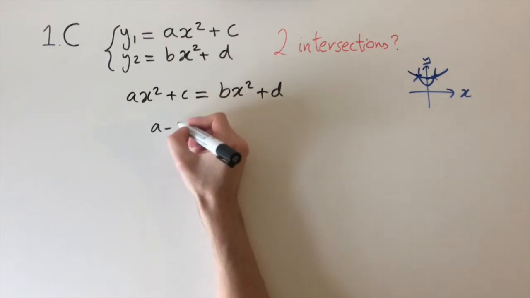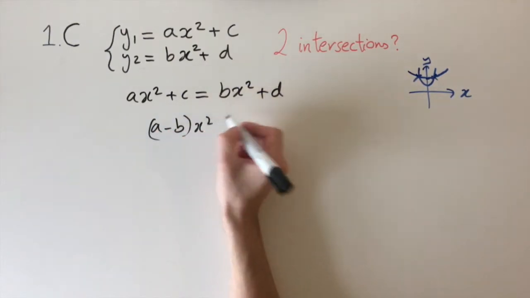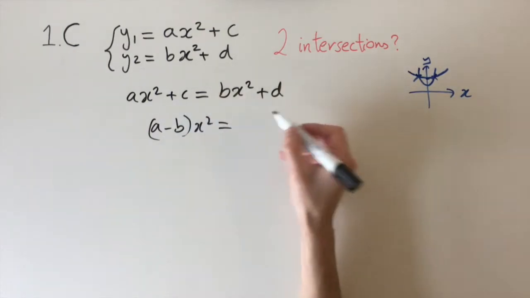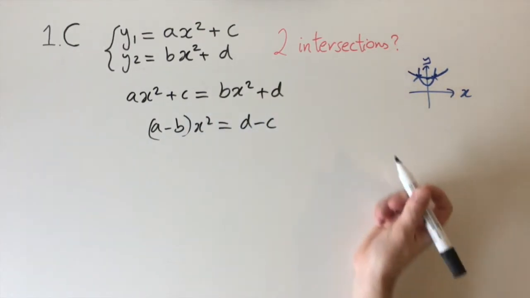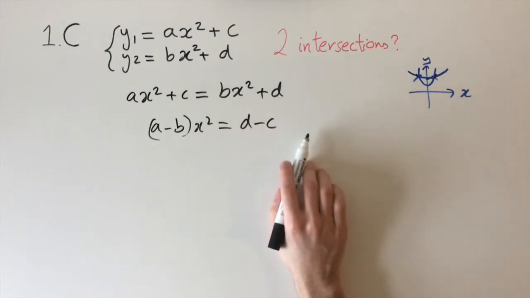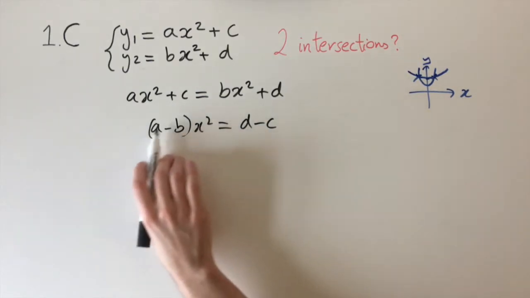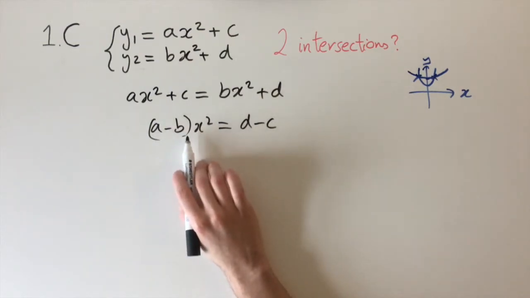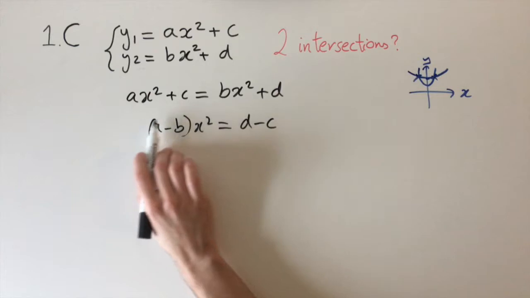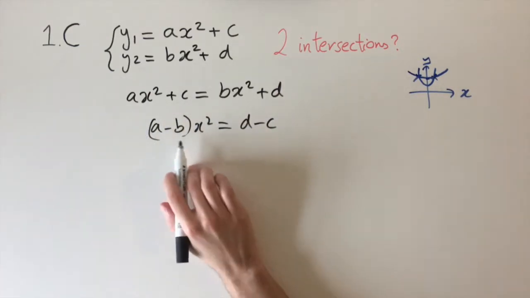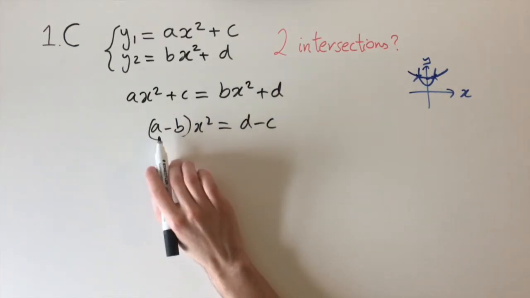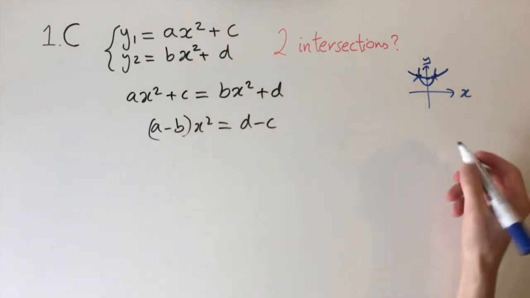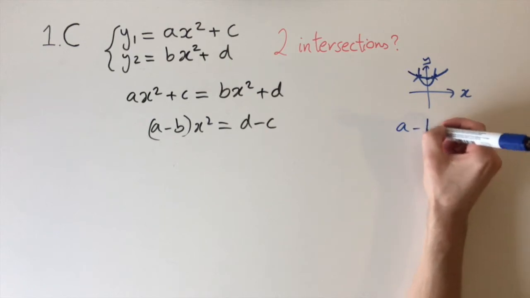We have a minus b times x squared, if I bring that onto the left hand side, and then on the right hand side, if I just subtract c, we have d minus c. So now this is a very nice quadratic, we want to solve this. What we'd like to do is divide by a minus b. We need to be a little careful there, because if this is 0, then we've got some problems. So let's consider what would happen if a minus b equals 0.